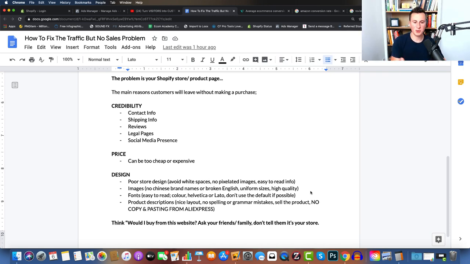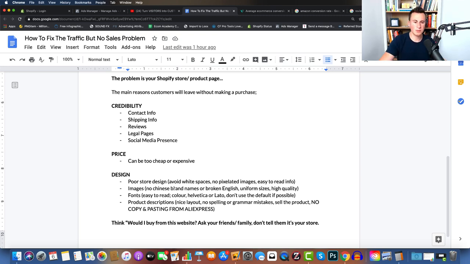The amount of poorly designed stores I see is quite high, in fact. When I'm talking about poor design, I mean things like avoiding white space. If you go onto Amazon, there's hardly any white space. Fill it full of images and information that's relevant to the product, to your business, to your brand. Don't use pixelated images, another common problem I see on a lot of Shopify stores. And make sure the information is easy to read.